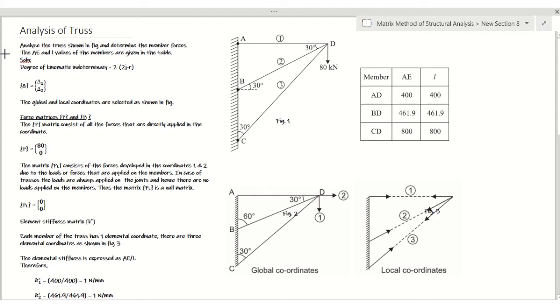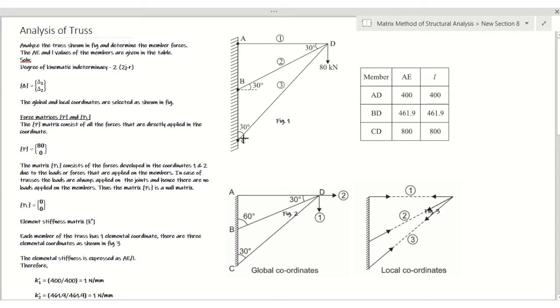So this is a problem on truss, and this is by the transformation stiffness approach. We need to analyze the truss and find the forces in the members of the truss. So here we have three members in this truss, and there is joint D at which all three members have been connected, and at the other ends at A, B, C they have been hinged.